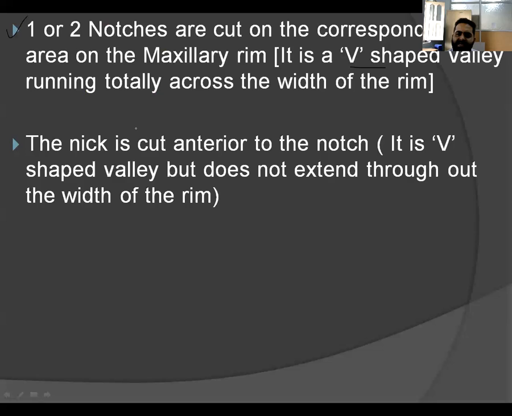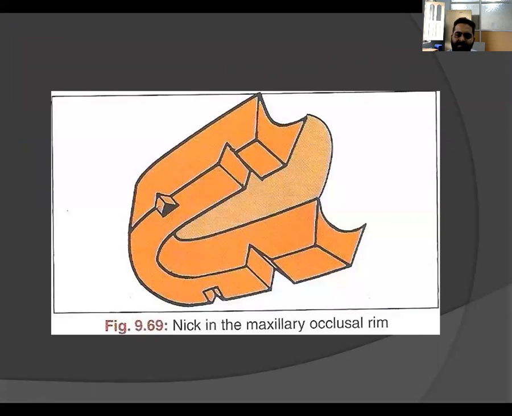Okay. We are creating a valley which is running across the width of your wax ring, through and through. After that, you can see it here. This is anteriorly and this is posteriorly. This is a through and through valley which is created, that is V shape, into the maxillary wax ring. In the anterior position, there is just a nick present in the premolar region.